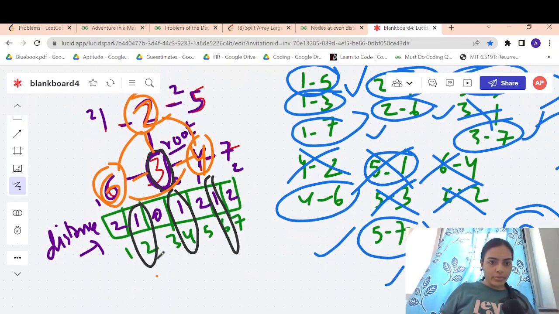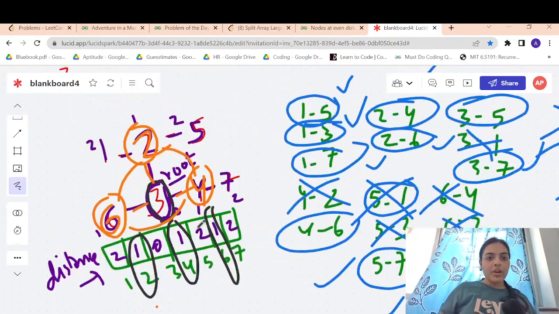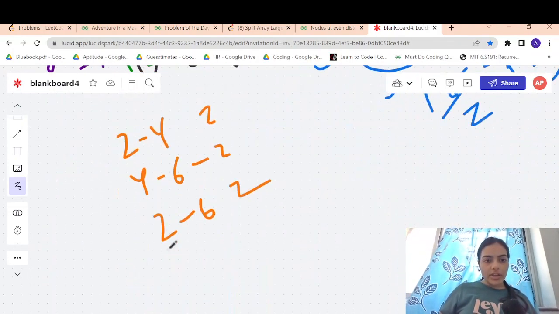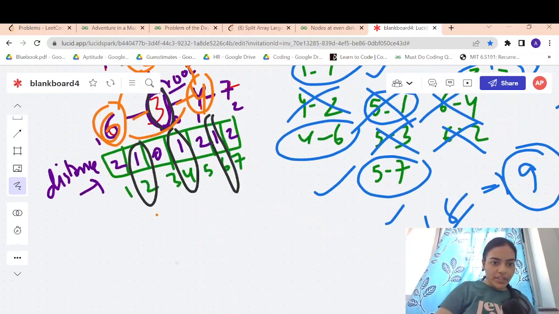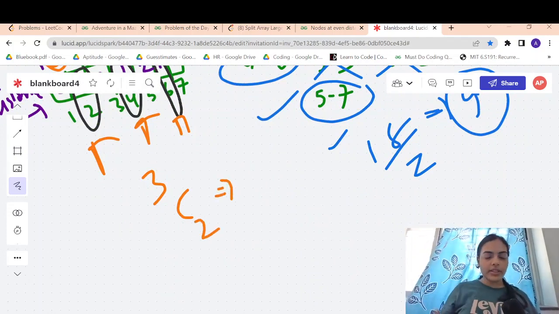Okay, so between node 2 and 4 also there are 2 edges. Between node 4 and 6 also there are 2 edges. Between node 2 and 6 also there are 2 edges, as you can see in this diagram. Okay, so how many nodes are there now which are having odd distances? There are 3 nodes. So among them they are having even distances between them.